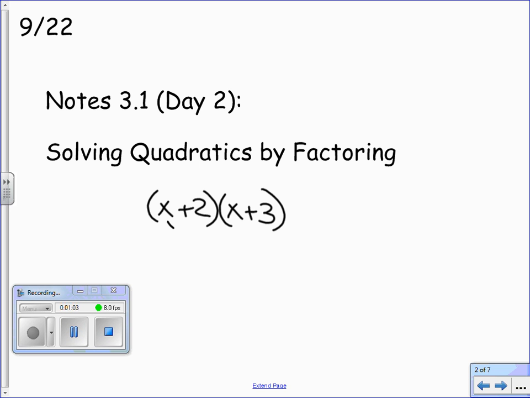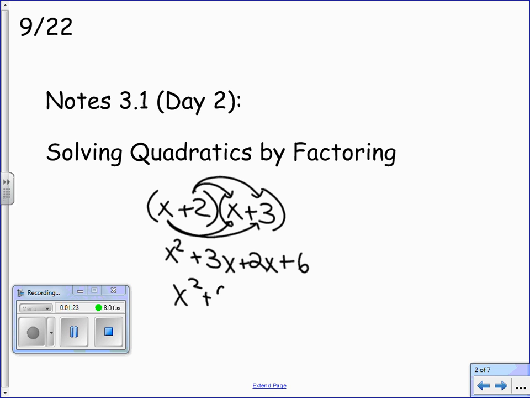So you would take x times x and get x squared. You'd do x times 3, which is 3x. 2 times x is 2x. And then 2 times 3 is positive 6. And then you do a little bit of cleanup with your like terms in the middle, so that you get x squared plus 5x plus 6. So this process is what you might call FOILing, or it's multiplication or distribution.